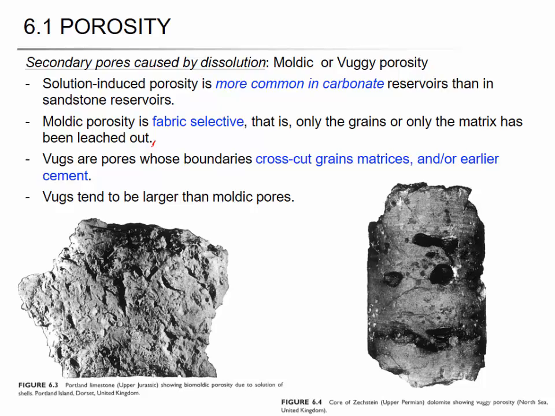And vugs are pores whose boundary cross-cuts grains, matrix and the earlier cement. So if moldic is this kind of a lens-type porosity, it selectively dissolves one type of grain, or the mineral. But the vug is much larger. And you can commonly find this kind of solution porosity in carbonate reservoirs, dolomite or calcite.